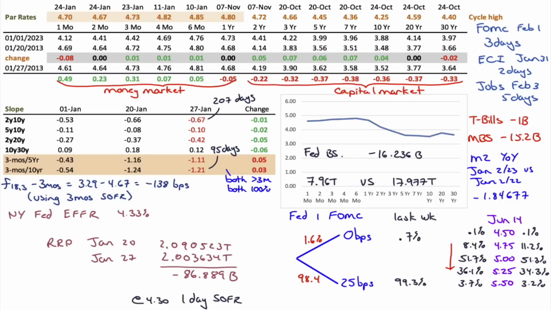Okay, let's have a look at what happened over the last week. When we get to rates here, top of the screen, nothing. Hardly any moves at all. It's one of the lowest volatile weeks I've seen in over a year across all the tenors.